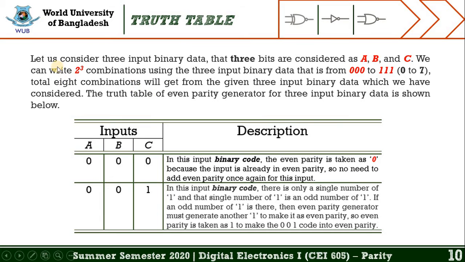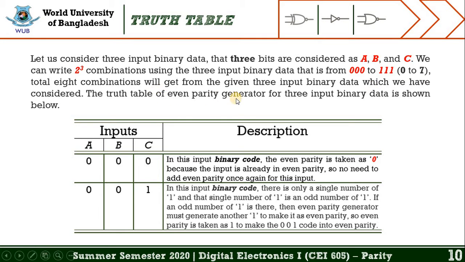Now, from this slide, we may learn the truth table of parity generator. So let's start. Let us consider three input binary bits symbolized as A, B and C. We can write 2 to the power 3 combinations using the 3 input binary data, from 0, 0, 0 to 1, 1, 1, which means 0 to 7. In total, we get 8 combinations from the given 3 input binary data.